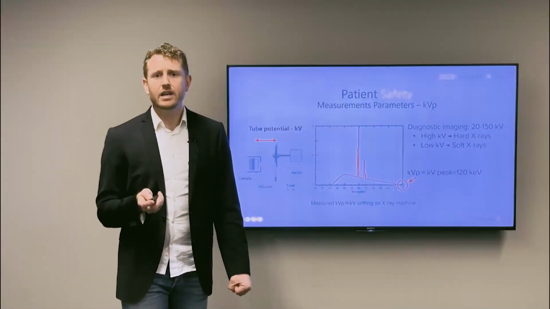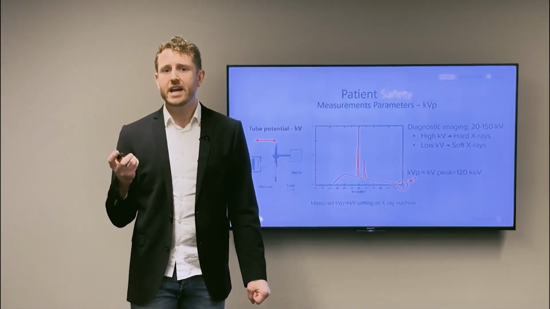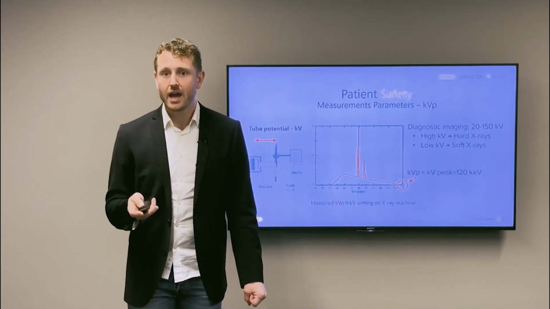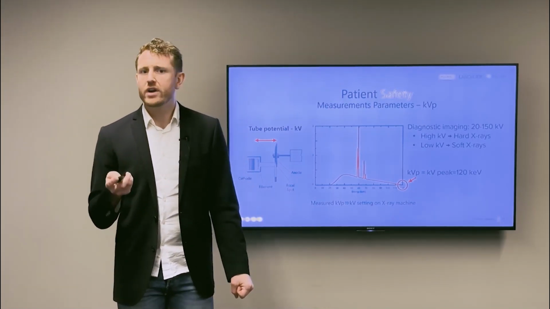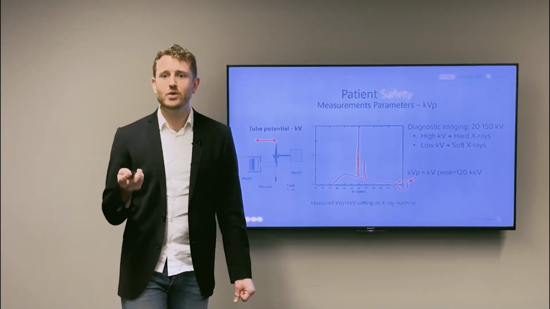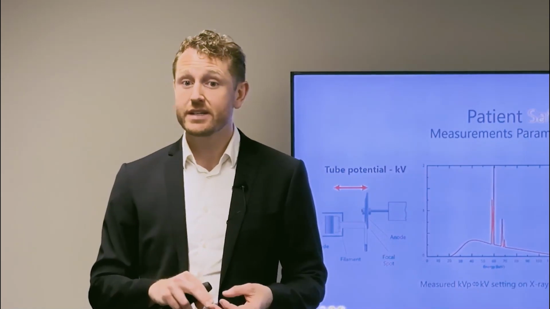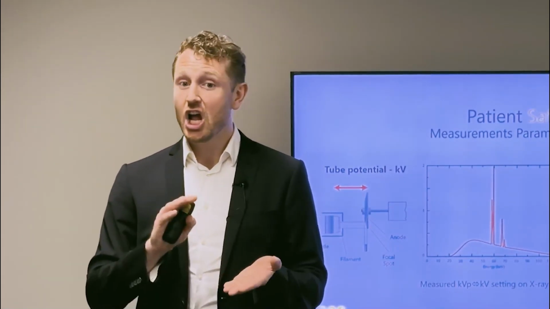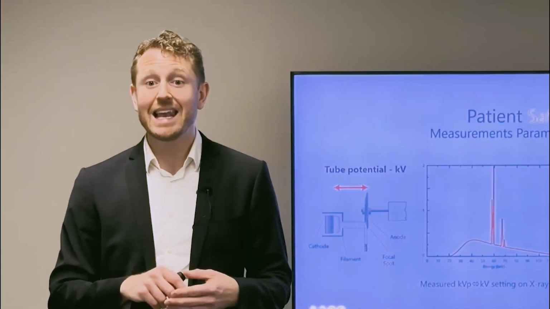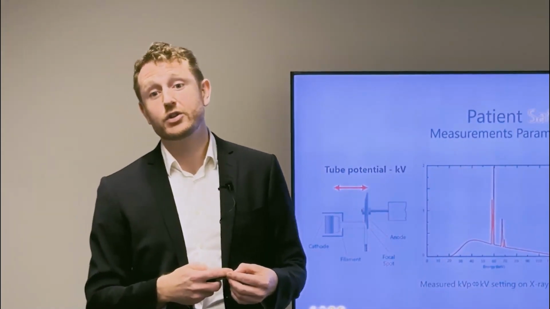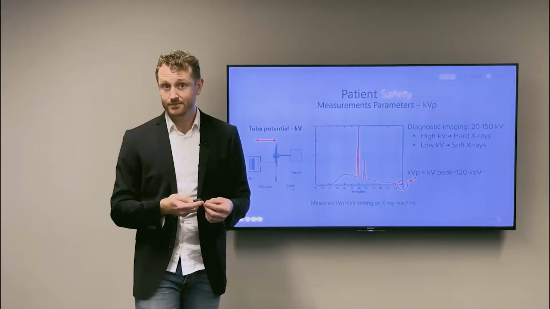A high kV on the X-ray machine would produce radiation with high frequency, high energy, short wavelength, and strong penetration. Radiation with these qualities is referred to as hard X-rays. A low kV setting on the X-ray machine will produce radiation with low frequency, low energy, long wavelength, and less penetration. Radiation with these qualities is referred to as soft X-rays.